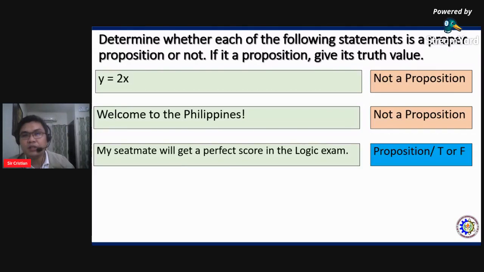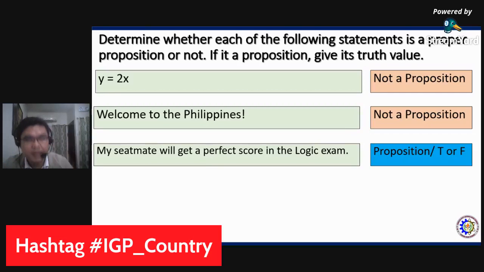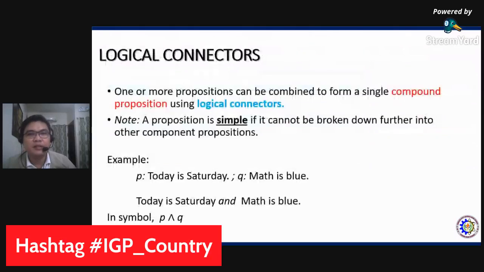Given that definition, for a given statement to be a proposition, it must meet two conditions. Number one, it should be a declarative sentence, and number two, it should be true or false, meaning to say it has a truth value. Let's move to the next one, logical connectors.